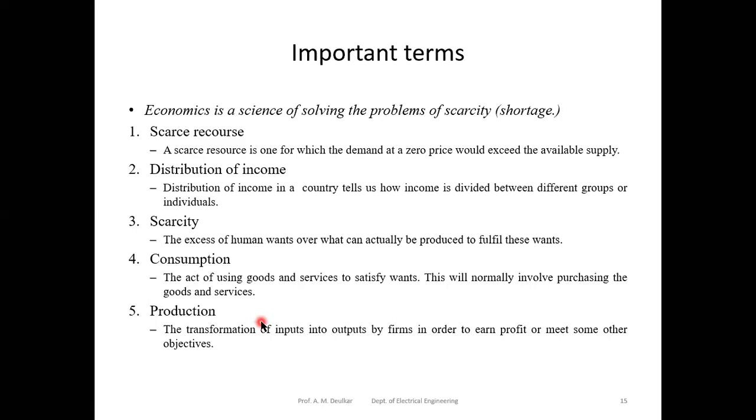Now what happens in that particular act of production is that certain inputs are transferred to outputs. The raw inputs are transformed into finished goods or services through any firm, organization, or group of people in order to meet the objective of satisfying the needs or the scarcity, or to earn profit through this act. This is about production.